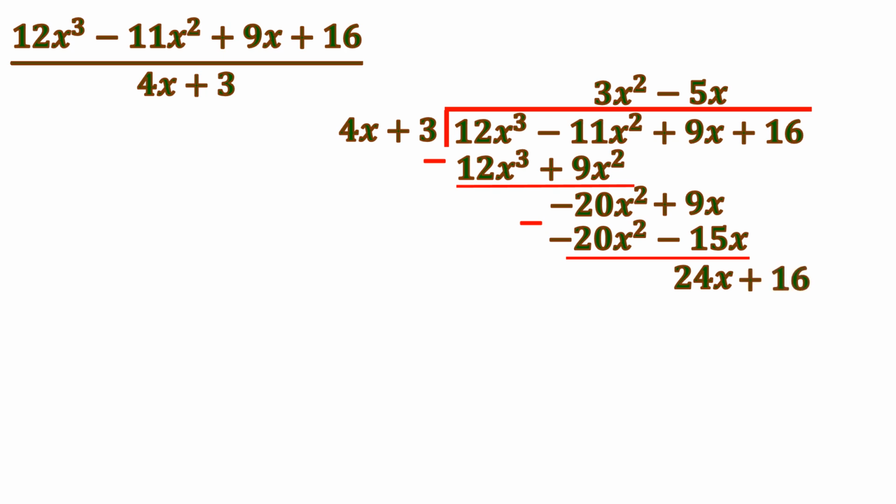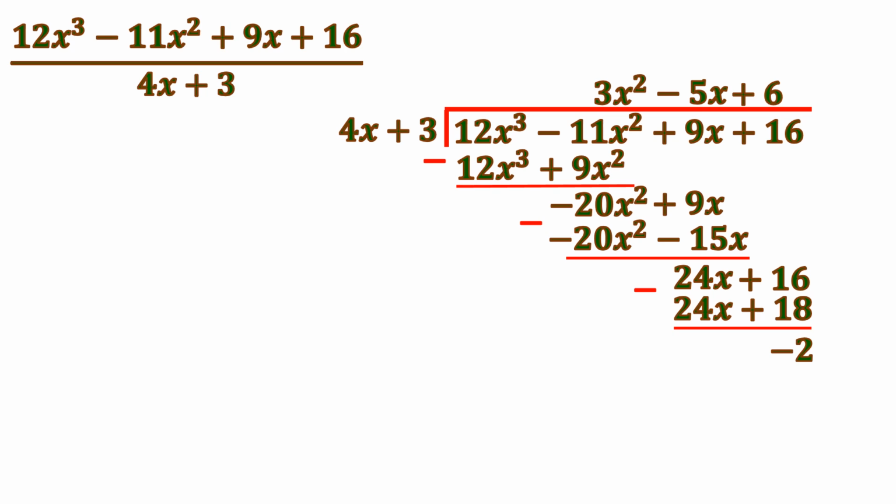Then let's divide. 24x divided by 4x is 6. Then 6 times 4x is 24x. 6 times 3 is 18. Then subtract. 24x minus 24x is 0. 16 minus 18, it's the same as 16 plus negative 18. It's negative 2. So we have a remainder of negative 2. And this is how you do it.